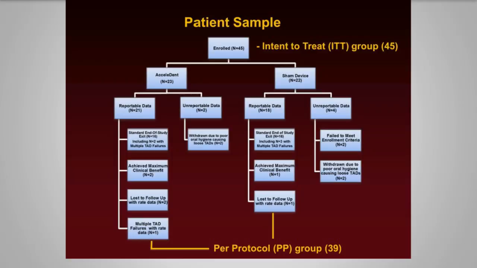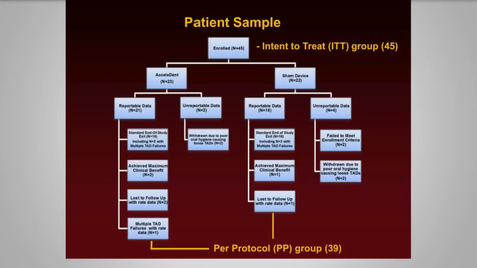These are the ones that were up here in that group, but not in this group. The per protocol group was only here, in this column right here. And we say for each of the patients what happened. In this group, 2 of them, the TADs failed. They became mobile because of poor oral hygiene. Same thing over here. One lady was pregnant, so she couldn't continue in the study. But the rest of the subjects were started. 39 of them were in this group.